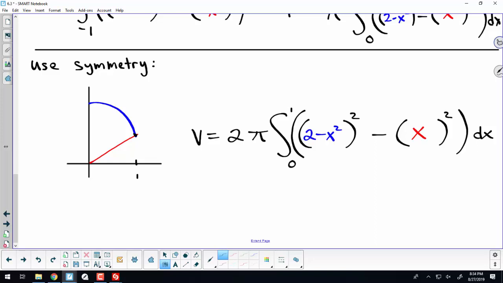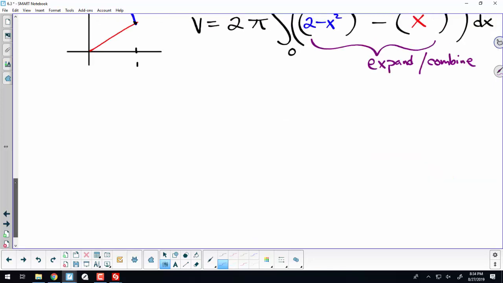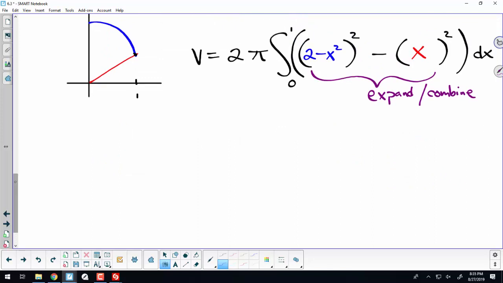So questions on either one of those setups? The most important thing is being able to set those up. And so we need to FOIL this out, expand and combine all of this stuff. And we're integrating a polynomial. It gets sort of tedious because you've got fourth powers, it's just time consuming to evaluate that, but if you're revisiting this, you should get it to come out to be 76 pi over 15.